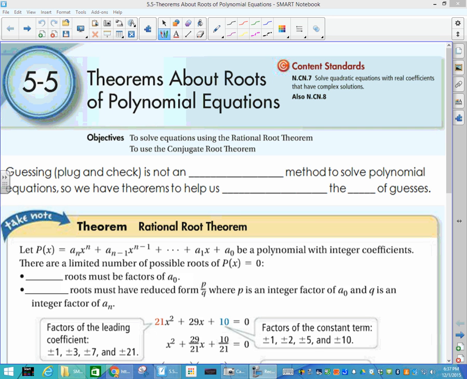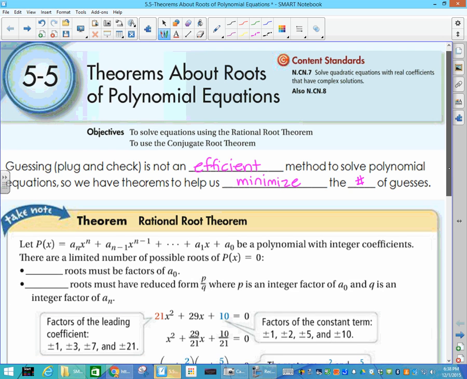Okay, today's lesson covers section 5.5 out of our textbook, and we are talking about theorems about roots of polynomial equations. We're continuing our study of solving polynomial equations, and sometimes guessing or plugging and checking is not always an efficient method to solve polynomial equations, so we have theorems to help us minimize the number of guesses.